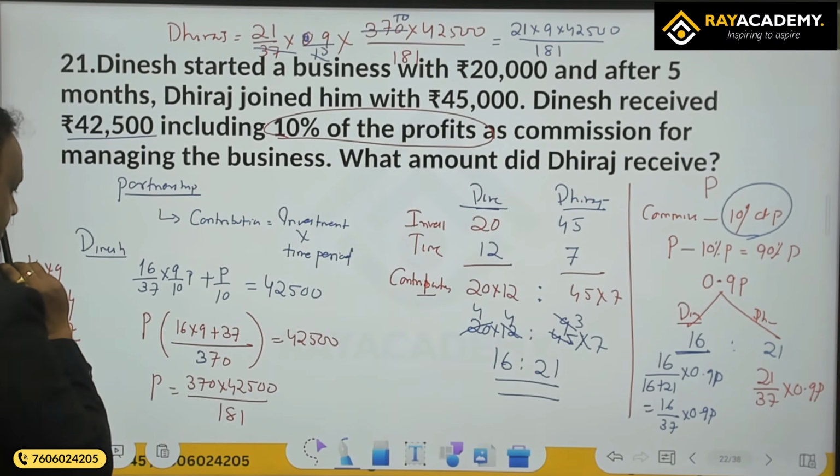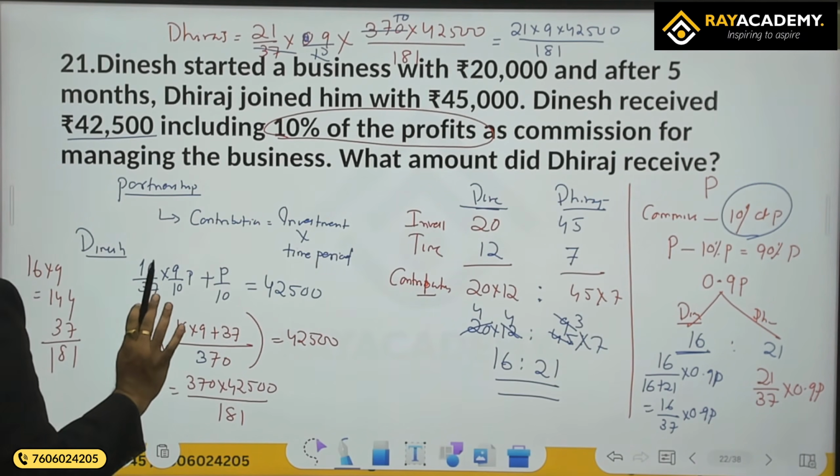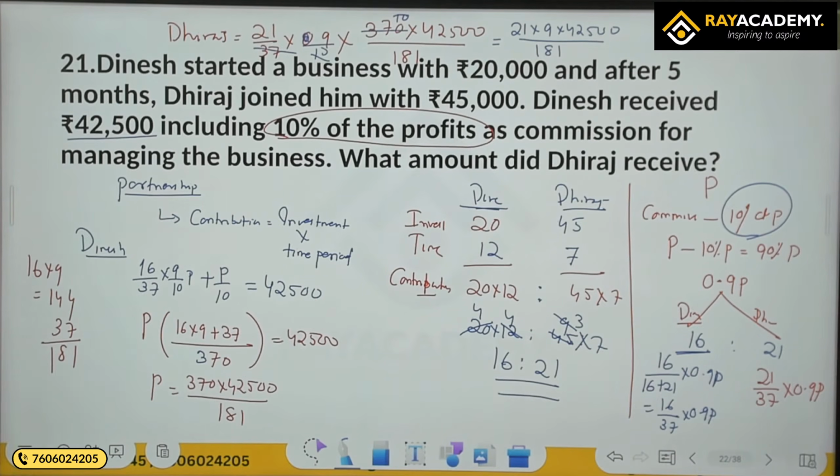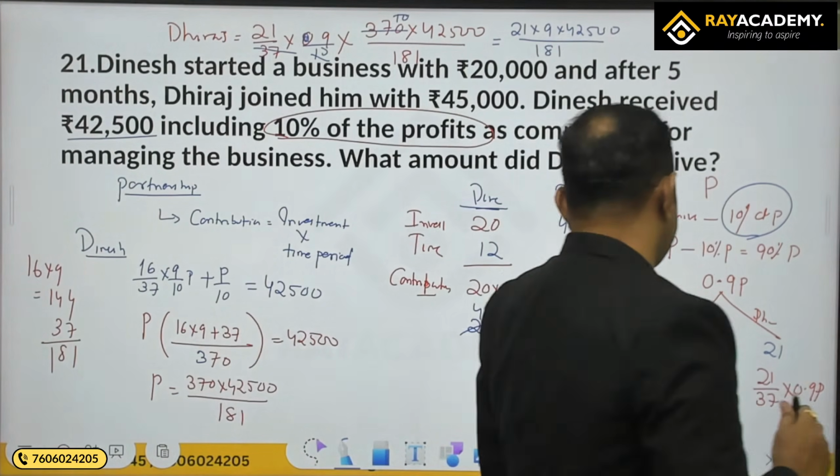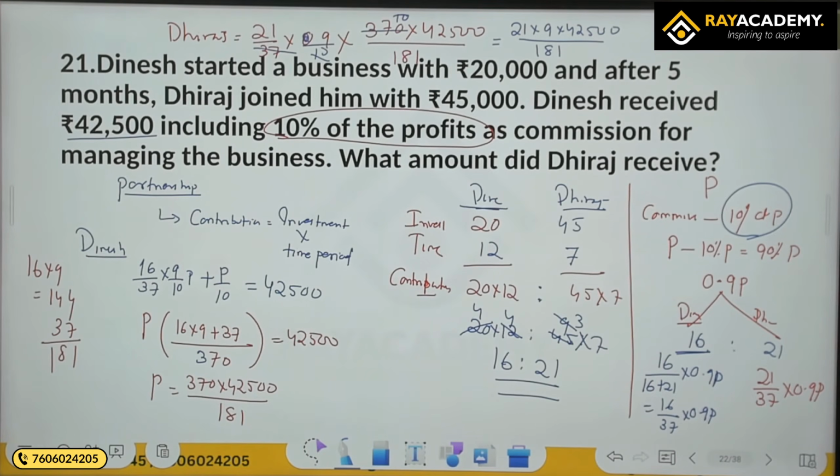So 16 into 9 is 144, plus 37 over 370. So calculation wise it is okay. The only thing you have to see is what the final calculation comes to. So that is the answer for this question.